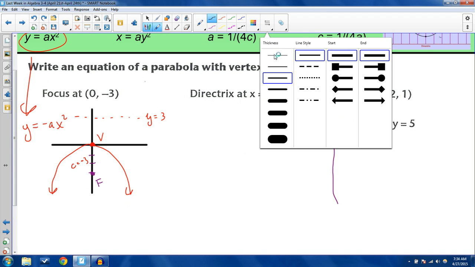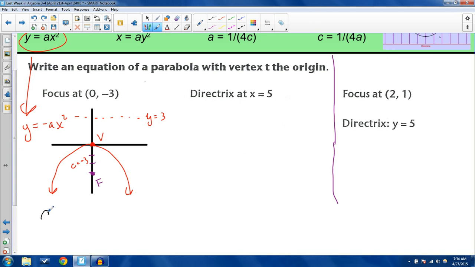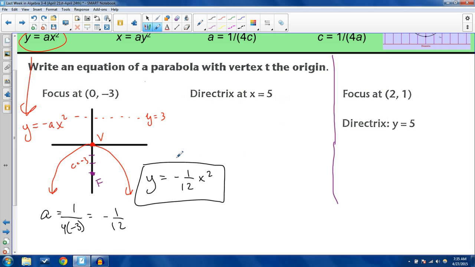So we know what C is, negative 3. So A is 1 over 4C, 1 over 4 times negative 3, which becomes negative 1/12. Your vertex is at the origin, so there's no shift. We already know that. So your equation is y equals negative 1/12 x squared. There's my equation of that parabola.